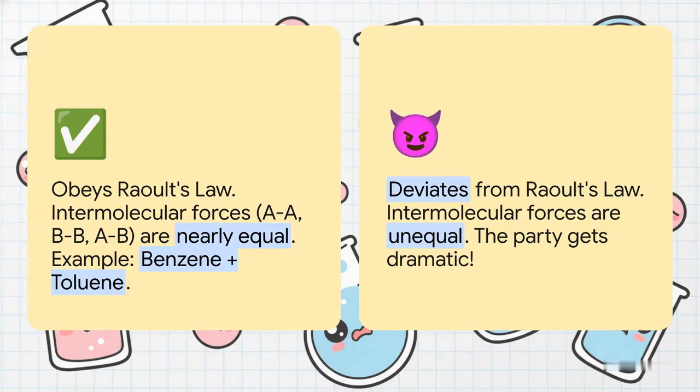So, ideal solutions are the ones that follow Raoult's law perfectly. In these, the attraction between the original guests and the attraction between the old guests and the new ones, it's all pretty much the same. Think benzene and toluene. But then you have the non-ideal solutions, and this is where the party gets dramatic. Here, the forces of attraction are all unequal, and the solution just deviates from the law.